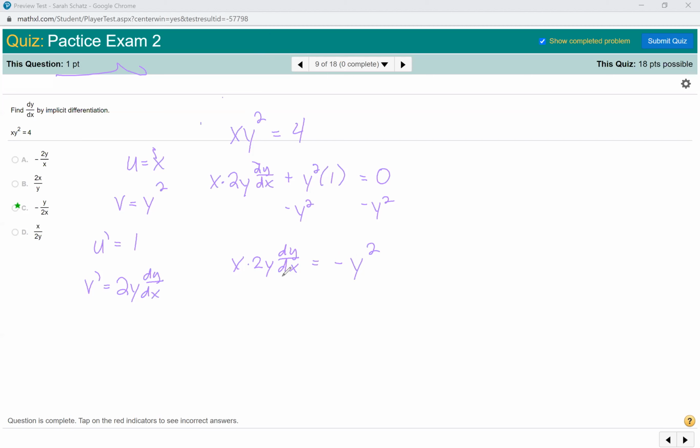So what do I do next? Well, this is x times 2y times dy dx. So now I just need to divide both sides by x times 2y, or 2xy, or however you want to write that. So I get this over here. Now notice I can get rid of one of my y's. So I can say this is just y and this y is gone. And I can have negative y over 2x.